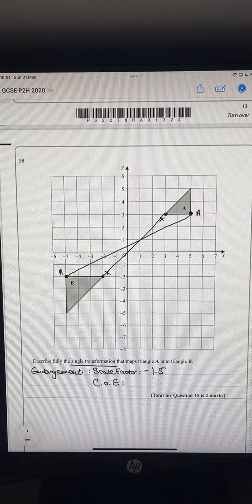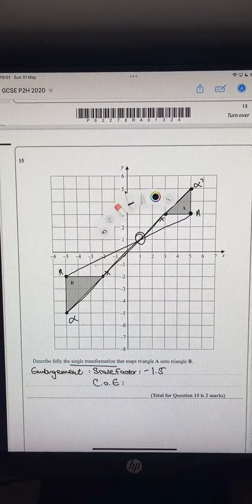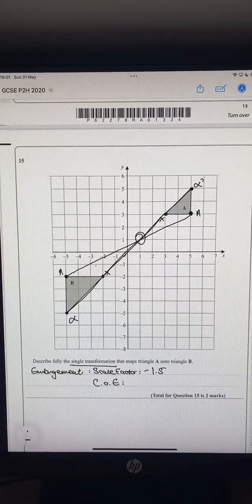Then we're just going to confirm with our last one. So this one, we're going to call it alpha for fun. And then this one is alpha, the image. And then notice it's literally just a straight line. But where do all three of these lines, all three of them meet at? This point here. That is my center of enlargement.